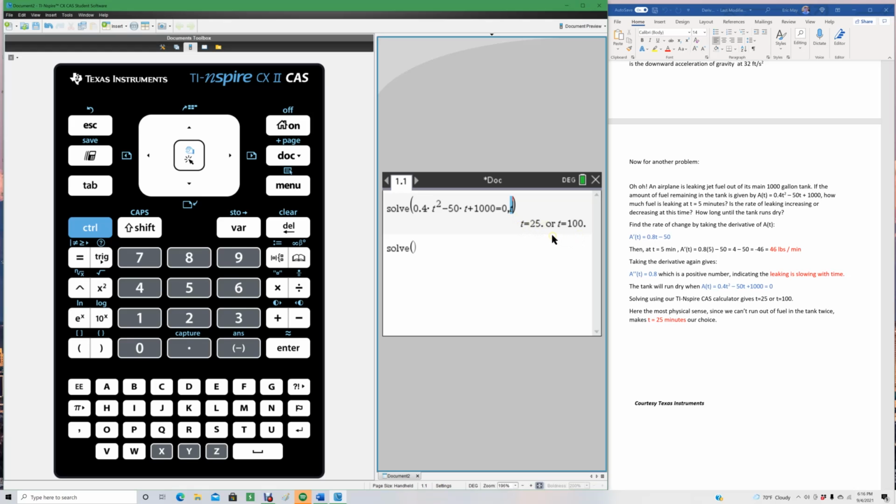Well, in a physical sense, the tank can't run out of fuel twice, so we really want the first answer as to when it will run out, and that is 25 minutes. So these are just two interesting problems that you can use to see exactly how you can use your TI-Nspire calculator to come up with derivative and algebraic functions.